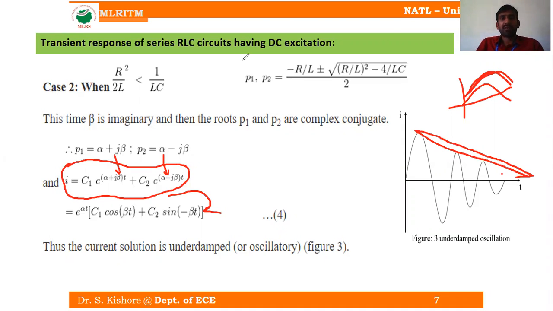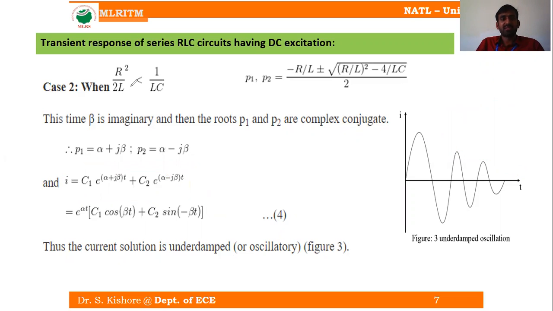So let us look into the other case. Greater than is done, less than is done. Let us look, what if r by 2L whole square, r square by 4L square is equal to 1 by LC? If this value is equal to 1 by LC, what's going to become? There is no question of this plus and minus, so obviously the roots are going to become equal. P1 is going to be equal to minus r by 2L, P2 is going to be equal to minus r by 2L.